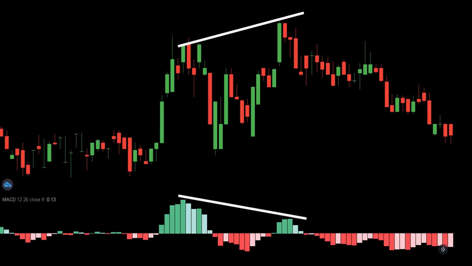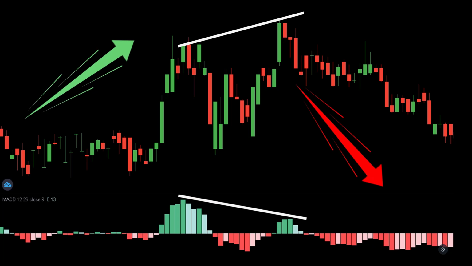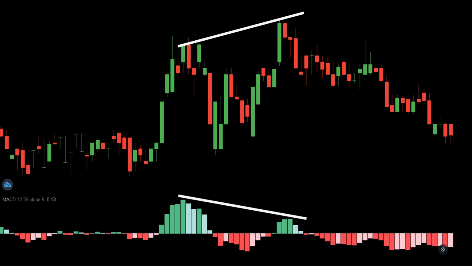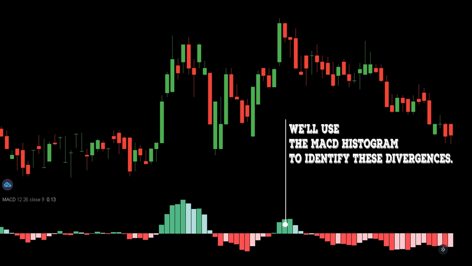Now let's move on to the final application of the MACD indicator. Application number 5, divergence. Divergence is a powerful signal of potential trend reversals, and it can be extremely helpful in spotting early changes in market direction. Divergence occurs when price action and the MACD indicator tell two different stories. We'll use the MACD histogram to identify these divergences.